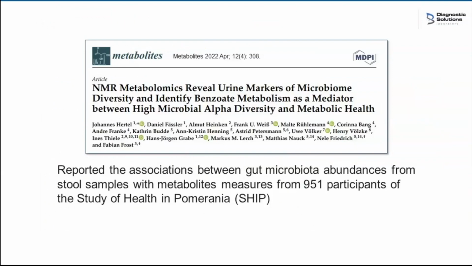This is a more recent study from Metabolites 2022. They're looking at an association between gut microbiota abundance and diversity from stool samples, and measurements of urine metabolites. It was from almost 1,000 participants. It's the SHIP study. Multiple studies have revealed the association with reduced alpha diversity, so less diversity in the gut is associated with disease phenotypes, with gastrointestinal disorders, obesity, diabetes, so a lot of things. That's why they looked at that.